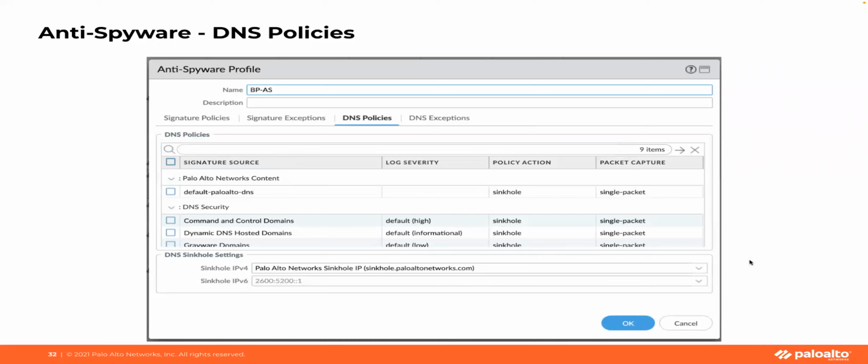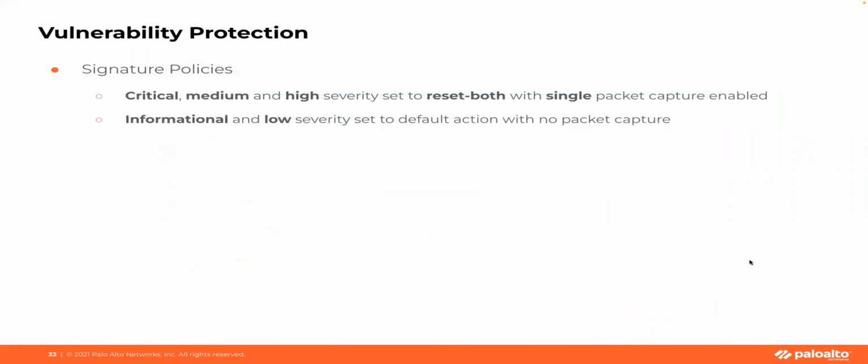Okay, moving on to vulnerability protection. The configuration here is very, very similar to anti-spyware pattern signatures. So again, we have critical, high, and medium recommended to be set to reset both with single packet capture, and informational and low severity set to default action. The rationale is exactly the same. We want to start with criticals, make sure we're happy with the results, switch that to reset both, and then move down to high, and finally to medium.